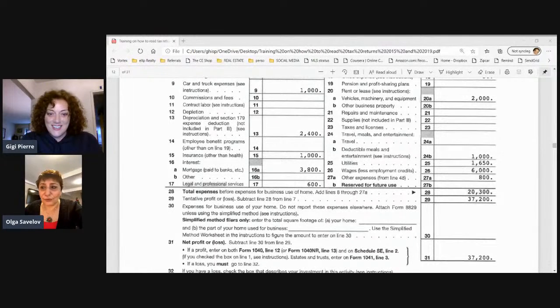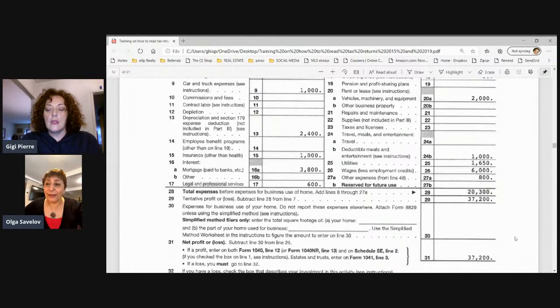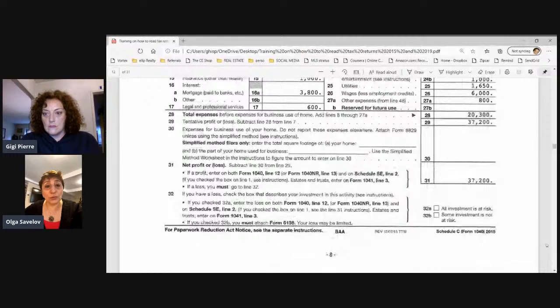So then you have 37,200 net income. Now, if we're going to use this income to qualify as self-employed income, we would need to compare 2 years as an average. However, if the 2019 income is lower than 2018, we do not average the income. We're going to take the lower income.